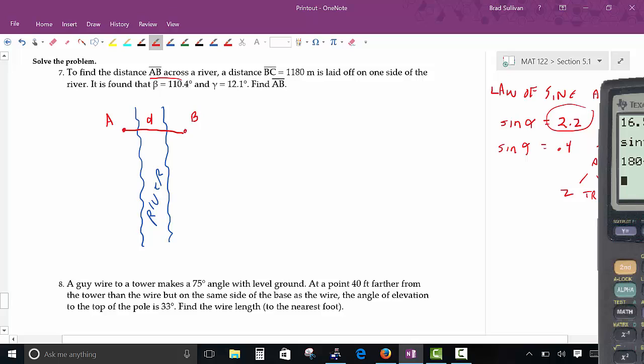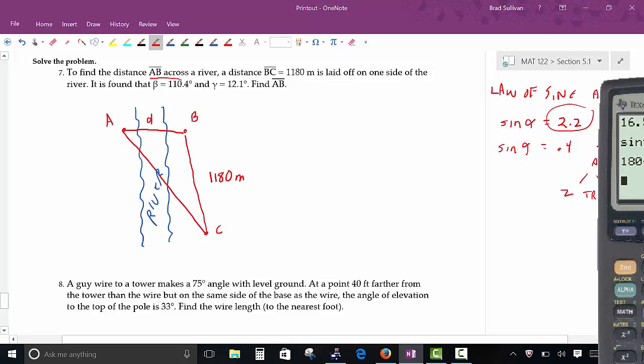Okay, so what it says is a distance BC is laid off on one side of the river. So that's going to have to be here, and it doesn't necessarily have to be at a right angle. I mean, that might be some other angle like that. So that's on the same side of the river. And that distance is 1,180 meters. Okay, so that means that we can form an oblique triangle out of this, like that.